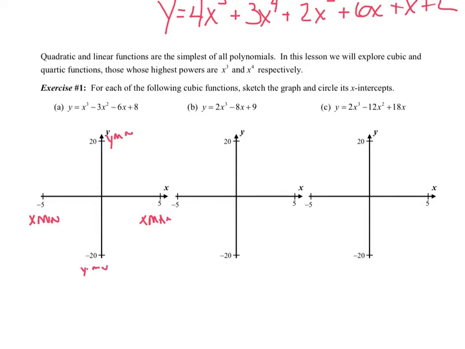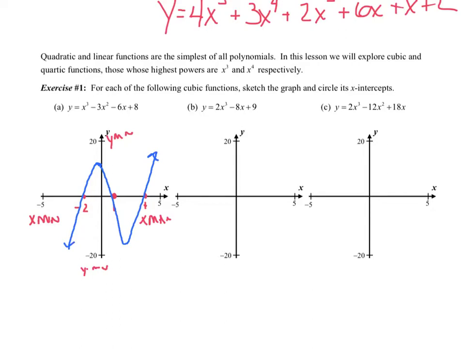So I have a root at 1, a root at 4, and a root at -2. And hopefully your graph looks like mine. Let's see, I also had a y-intercept up at 8. And my graph should look like this. Okay. And it says sketch and circle its x-intercepts.